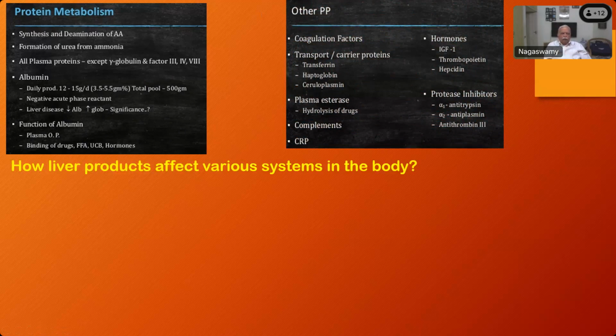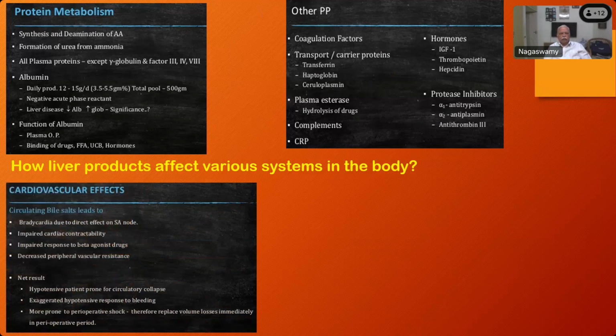Now, how do liver products affect various systems in the body? What are their effects on the cardiovascular system and renal system?